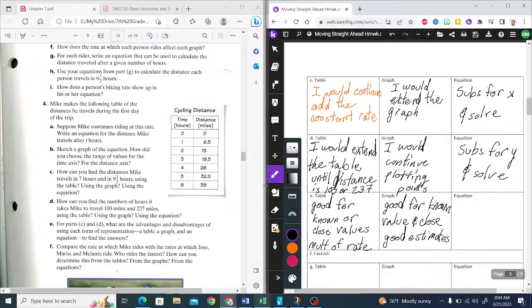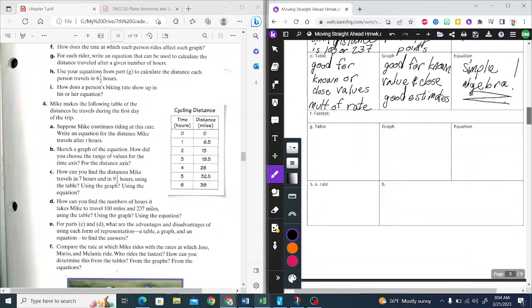But the equation is just simple algebra. And right there, that's what makes the equation superior to the table and the graph. Because once you get big numbers, or numbers that are very far from what data you've plotted or have at the start, the graph and the table become useless.